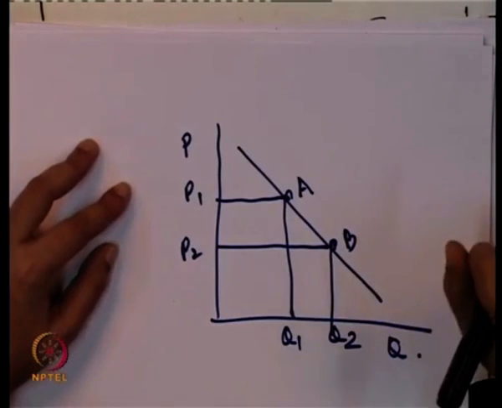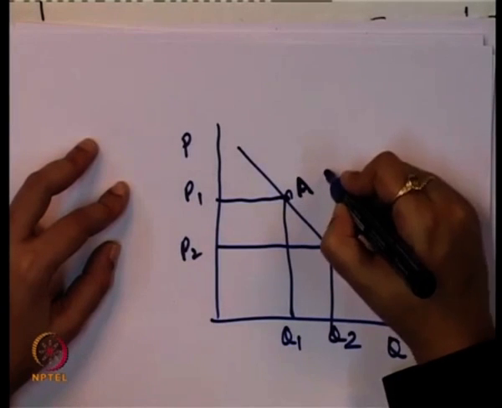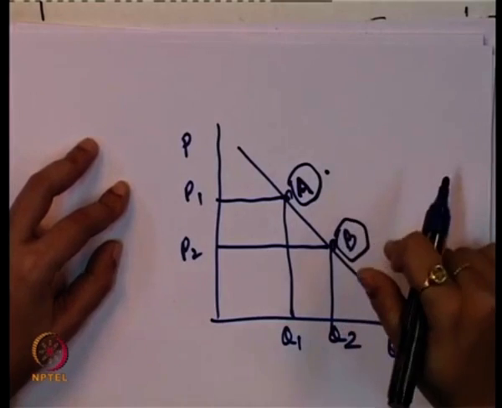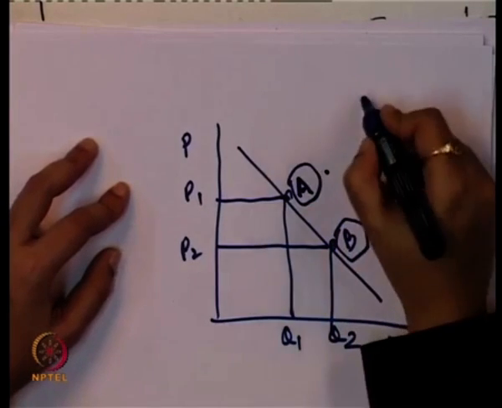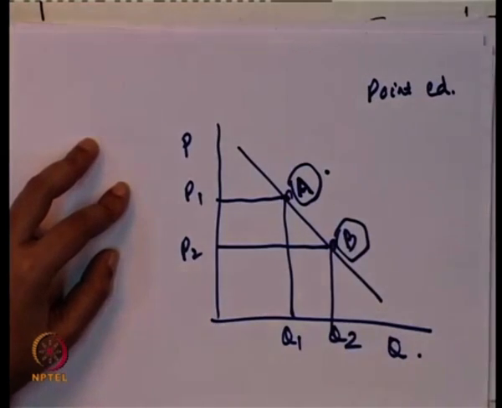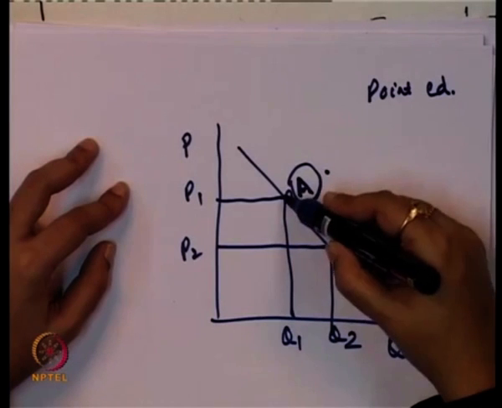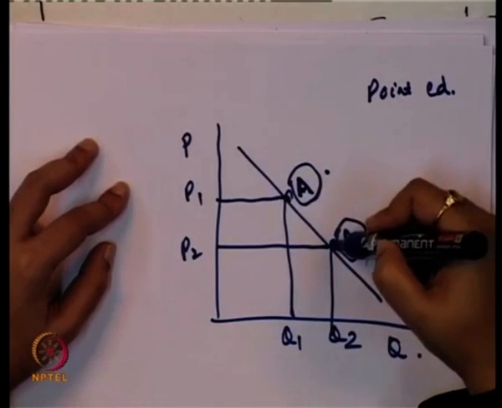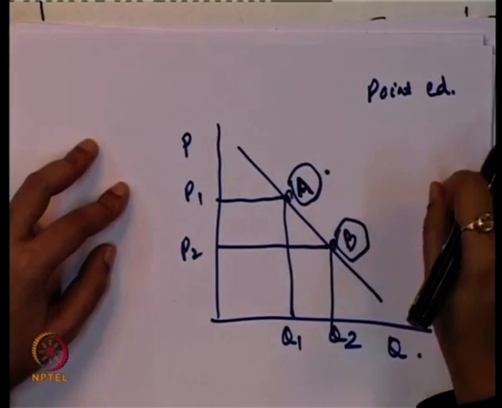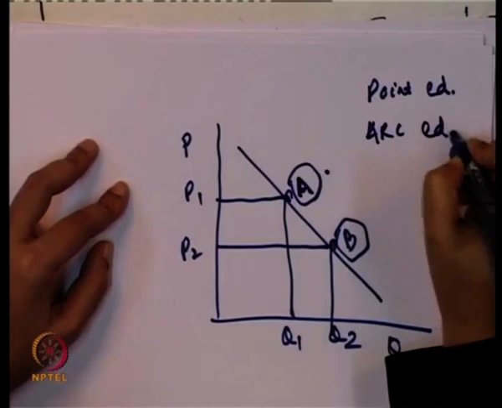So, when it comes to the computation of price elasticity of demand, when we compute the price elasticity of demand at an individual point, either at point A or at point B, generally this is known as point elasticity of demand. But when you measure the elasticity of demand in a segment, like between A and B in the linear demand curve, that is generally known as the arc elasticity of demand.